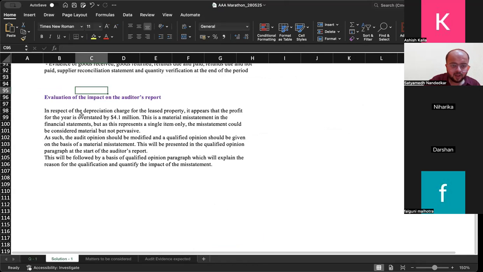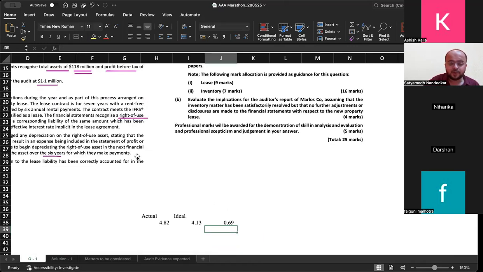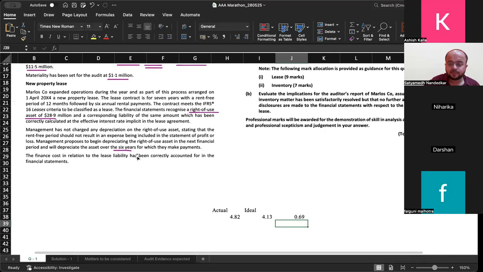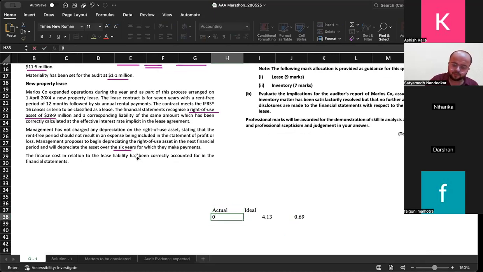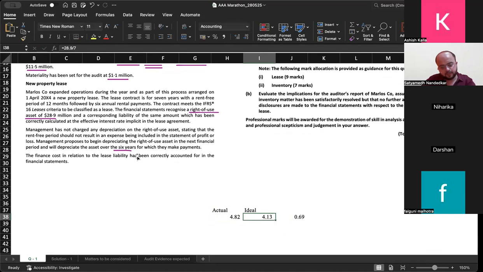ठीक है. Now, in respect of the depreciation charge for leased property, it appears that profit for the year is overstated by 4.1 million. Yes, Ashish, बोलो. Yes, sir. यही कहना था कि we haven't recorded depreciation for the year, जहाँ free है, right? Correct. तो जो amount misstated होगा वो पूरा 4.13 होगा, 0.69 नहीं होगा.